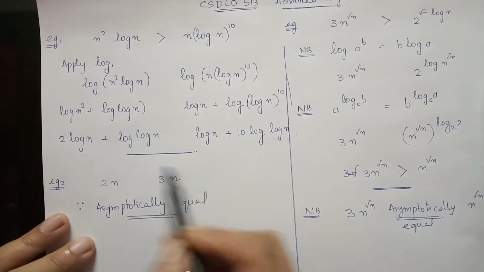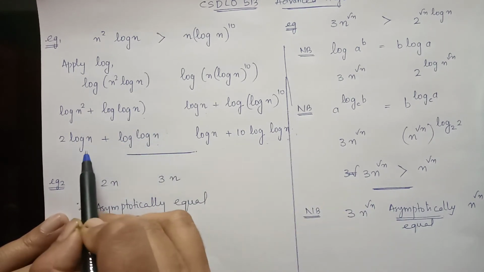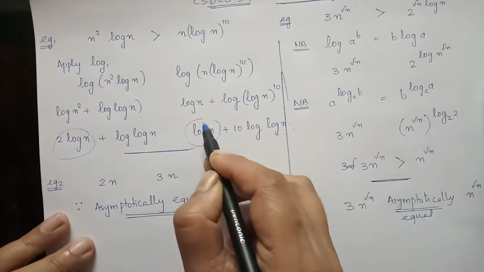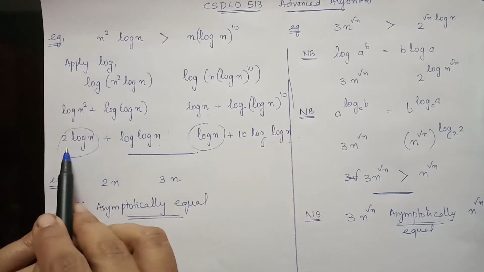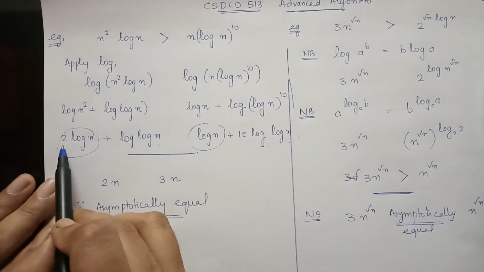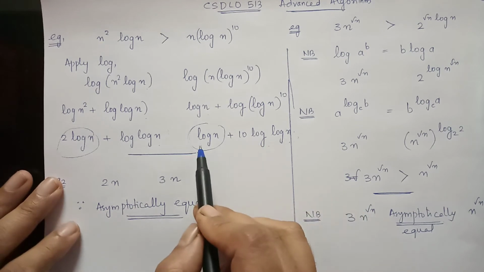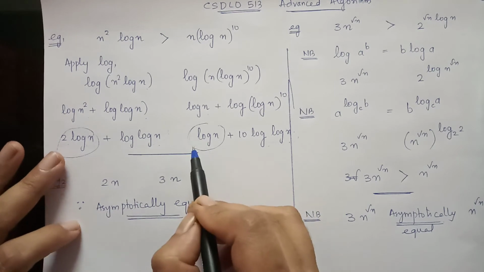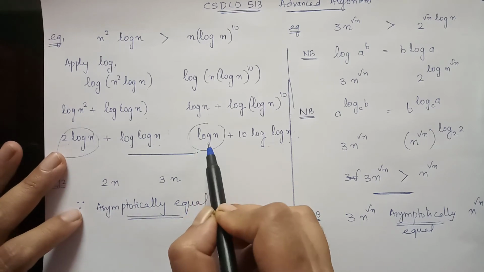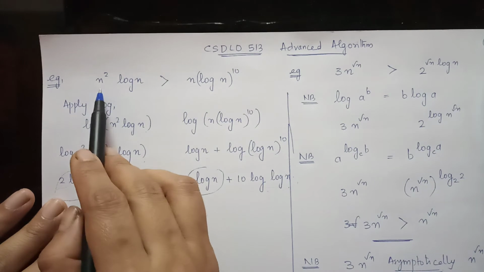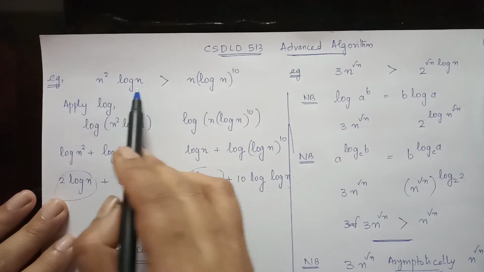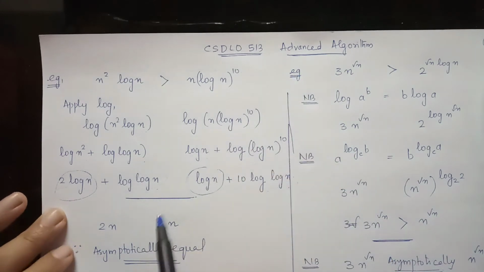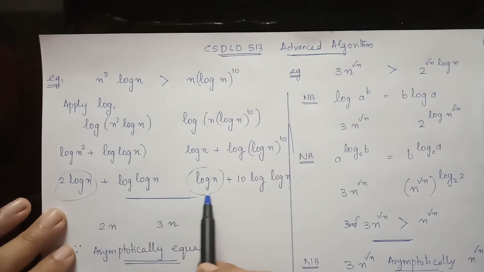When compared to log n, we'll focus on the time function which is greater. Compared to these two, 2 log n turns out to be the coefficient that is larger than the second function. Alright, so here we can say n square log n is greater than n log n raised to 10. But one thing we could observe is that they are asymptotically equal.